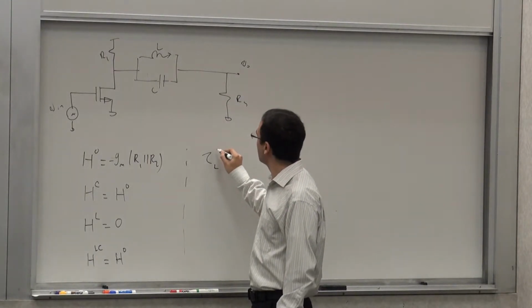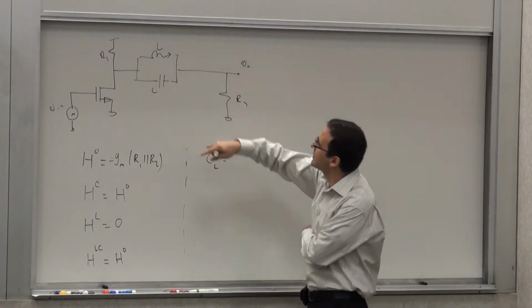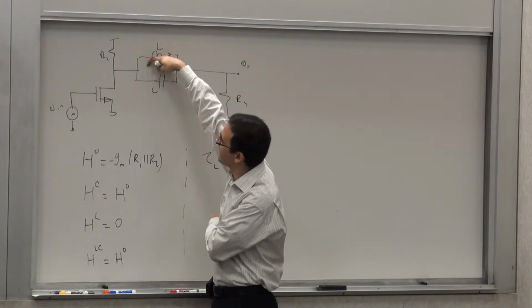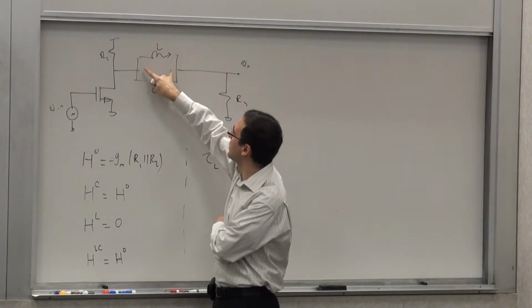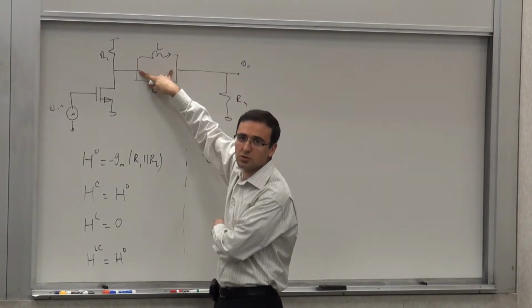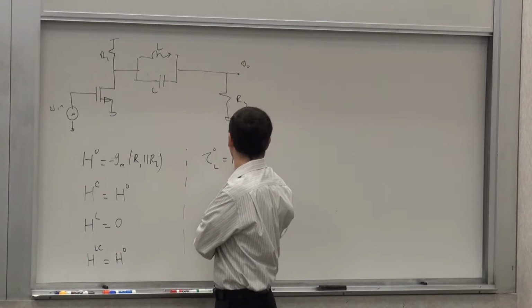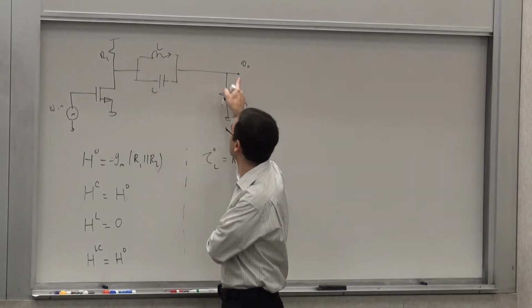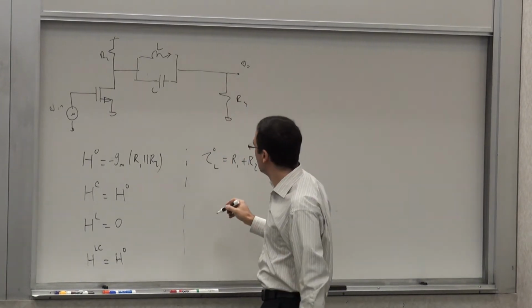H tau L0. Meaning the time constant, the resistance seen by L when everything else is 0. This guy's not there, this guy's not there. What's the resistance seen between these 2 points? What is it? R1 plus R2. R1 plus R2. They're connected, these 2 are shorted through here, through ground.